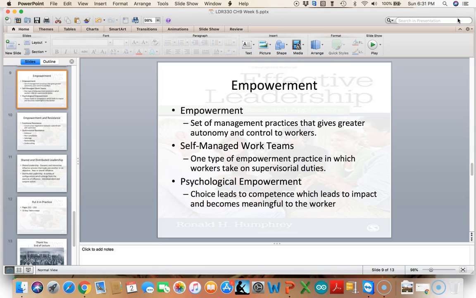Empowerment. Empowerment is a set of management practices that gives greater autonomy and control to workers. Self-managed work teams, one type of empowerment practice in which workers take on supervisorial duties. Psychological empowerment, choice leads to competence, which leads to impact and becomes meaningful to the worker.